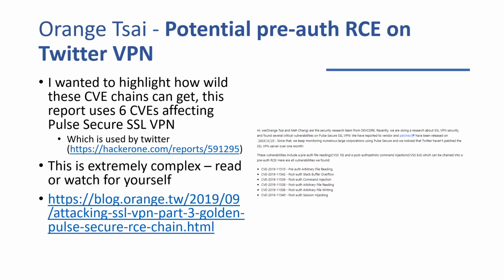And then we've got Orange Tsai, potential pre-auth RCE on Twitter VPN. I am not going to explain this. I really wanted to highlight how wild the CVE chains can get.